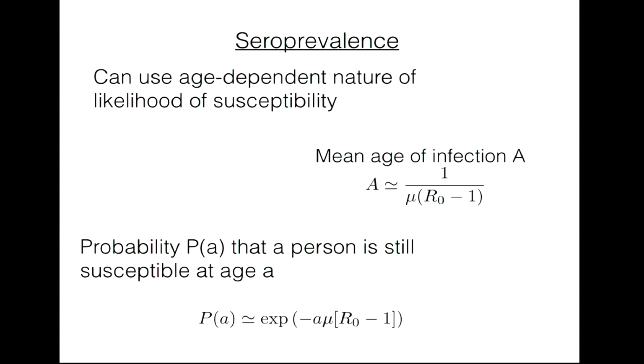You know the mean age of infection in terms of R0, and then you can determine the probability that the person is still susceptible at age A in terms of this expression, and then from here, using seropositivity data, try to fit the value of R0. It's a complicated situation, because you do need to know as a function of age what seropositivity you associate with the individual. There are uncertainties in that determination, but once you put that together, you can try to answer this question.